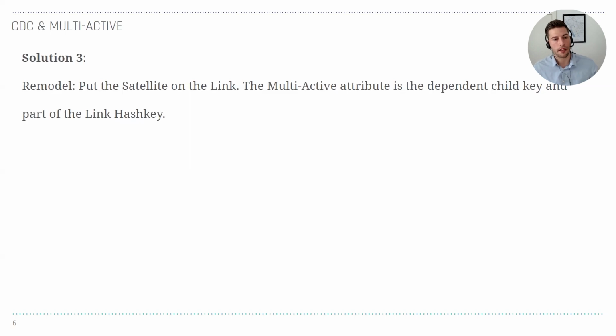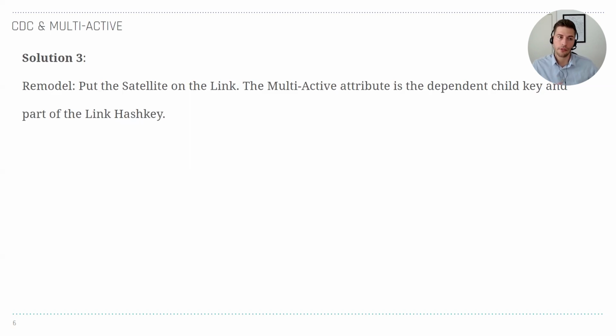And in this customer link, which you create from the source system table here, you could put the multi-active attribute as a dependent child key. So that means the link handles the multi-activity automatically in this case. And then you can simply create a standard satellite on this link.